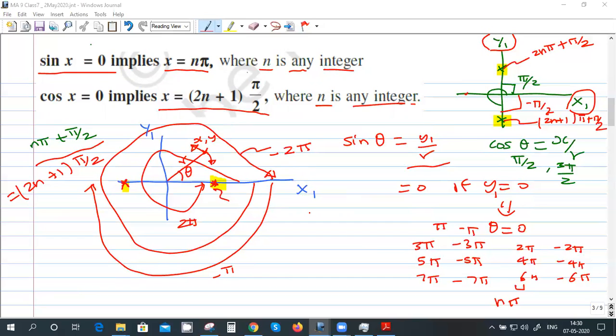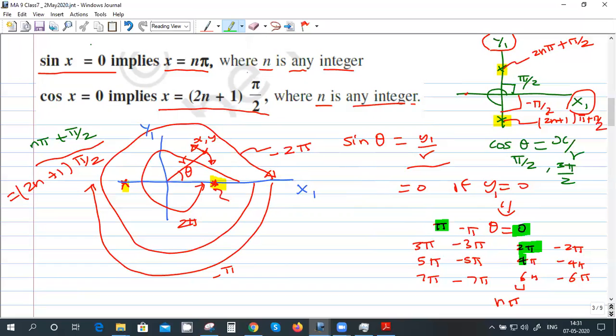These 2 points, which are marked as yellow here. This point and this point. So those 2 points correspond to which angle? 0 degrees, 180 degrees, and then 0 plus 360 degrees, 180 plus 360 degrees. In terms of radians, it will be 0, pi, and then you have to add 2 pi to it. So there are 2 angles, 0 and pi, and after that add 2 pi to it.